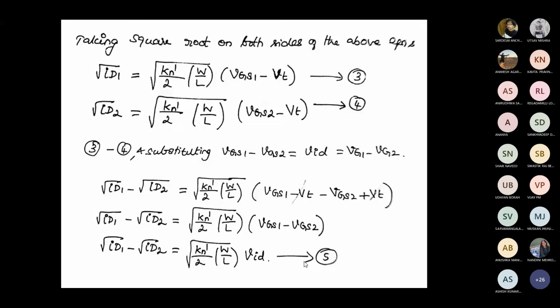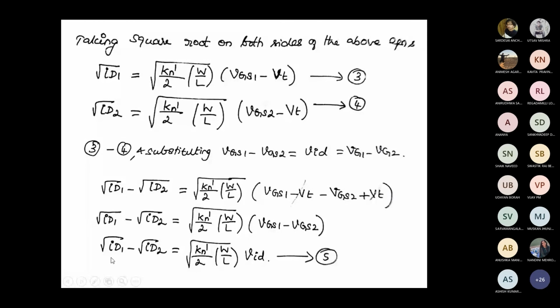Any doubts till now? Are you able to follow till the fifth equation? You need not write all the steps. You take only the fifth equation. So we have still more steps to bring the final equation. Now this equation is in terms of both ID1 and ID2. Now we want all the equations in terms of either ID1 or ID2. So we are going to replace ID1 in terms of ID2 or ID2 in terms of ID1.